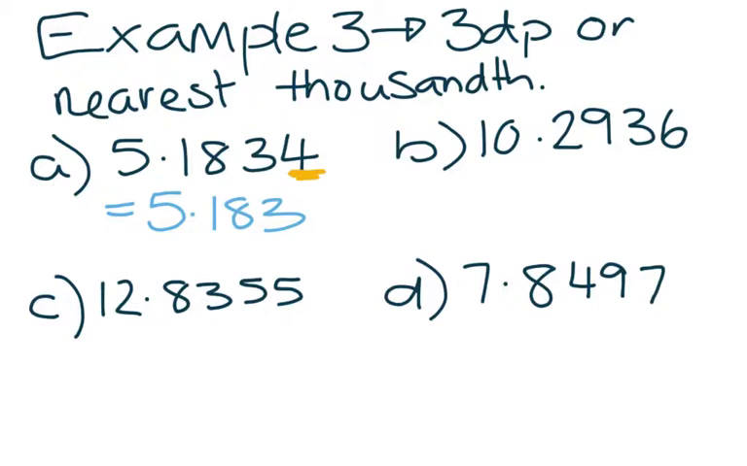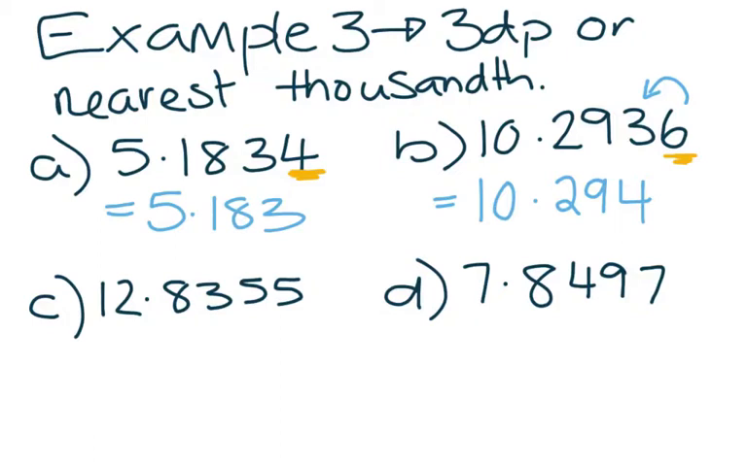However, if you look at the next one, we're looking at the 6. Now, the 6 pushes it past that halfway mark of a 5, which means it forces this 3 to go up to a 4. So we end up with 10.294, because that upper and lower boundary, if we were to put it on a number line, would be 10.293 and 10.294, and that 6 would mean that we're closer to the 10.294.